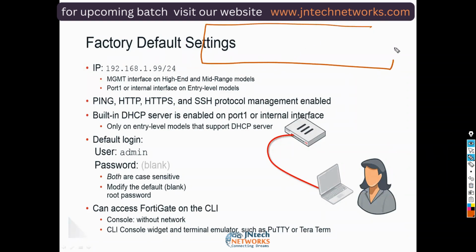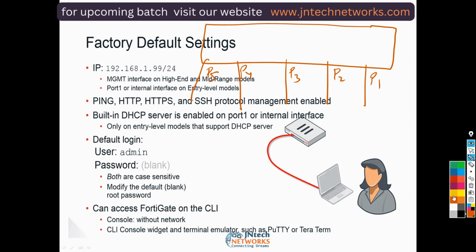If you have an entry-level firewall box, we have only data interfaces, for example port number 1, port number 2, port number 3, port number 4, port number 5. So in an entry-level firewall box, you can use port number 1 as a management port. Why? Because by default these services are enabled only on port number 1.